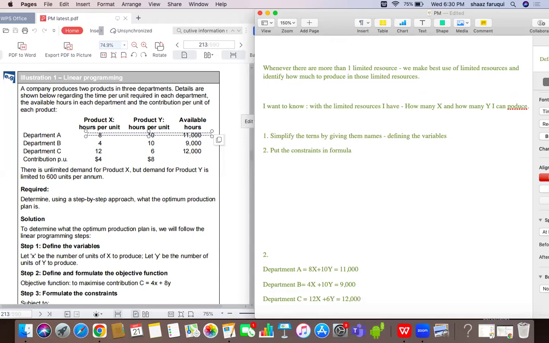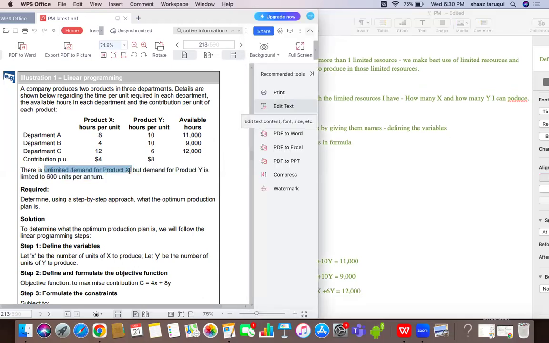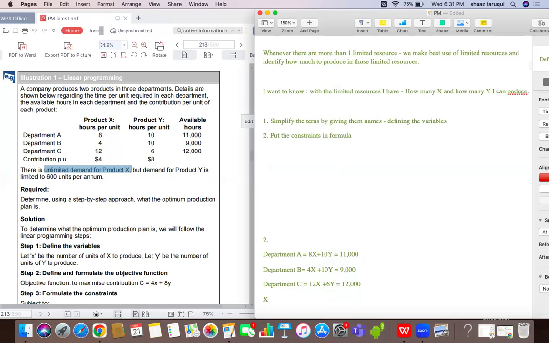There is one more constraint, and the constraint is there is unlimited demand for x, but the demand for y is limited to 600. Meaning y cannot be more than 600. But anyway, I'm not putting that. And also there is one more constraint. X is what? Number of x's. Y is what? Number of y's. Correct?